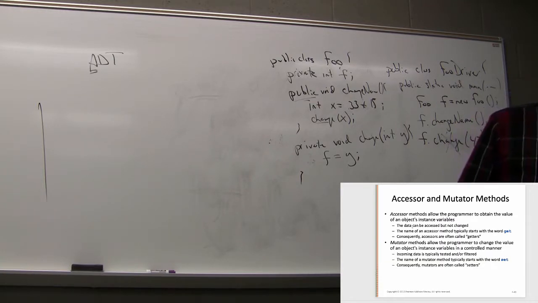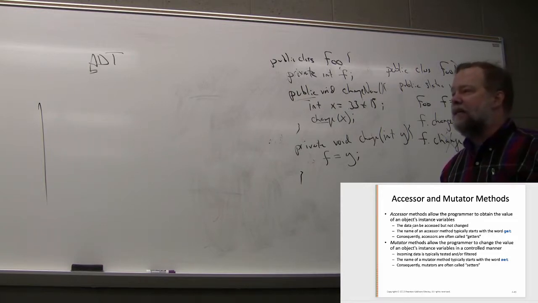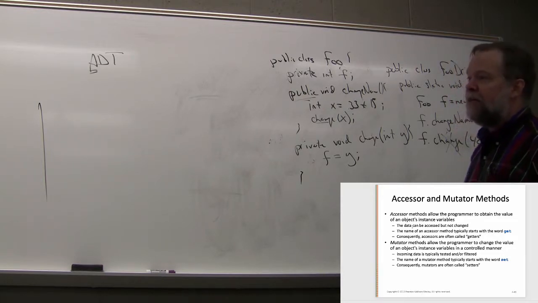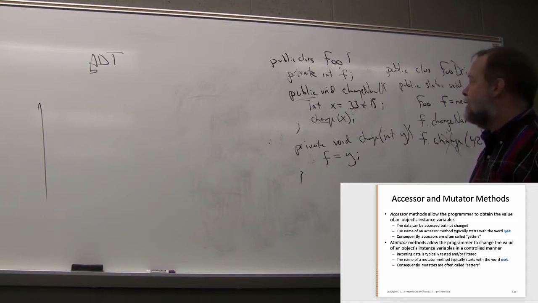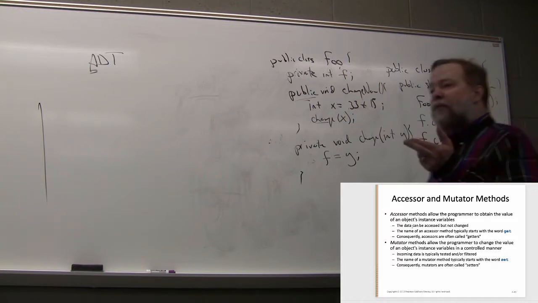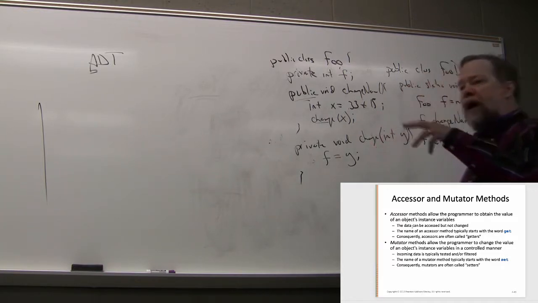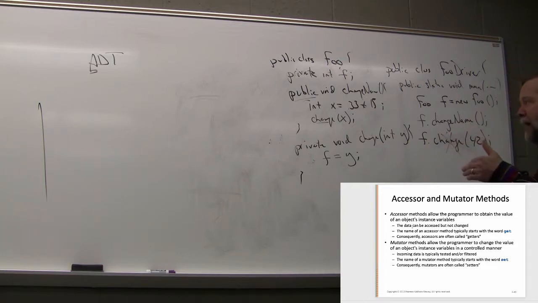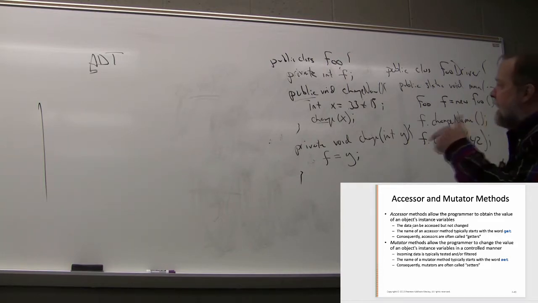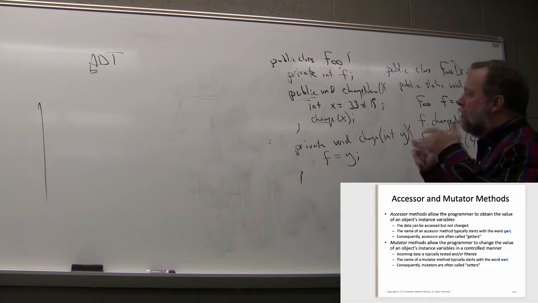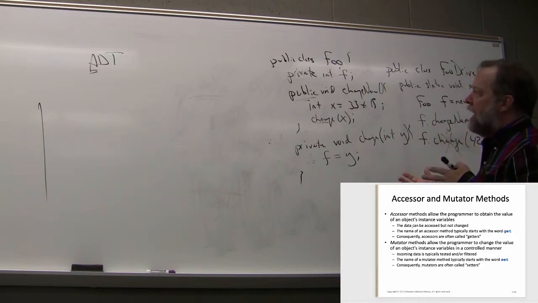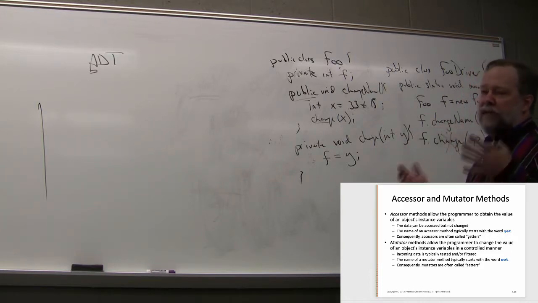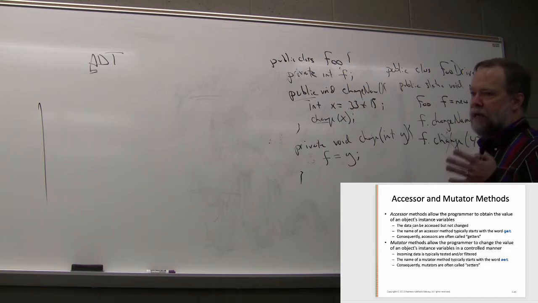Okay. So next is these funny terms, accessor and mutator methods. So we've decided we want our instance variables to be private. Why do we decide that? We decided again because the low-level details about how the class is implemented should be hidden from the users of our class. They don't need to know.